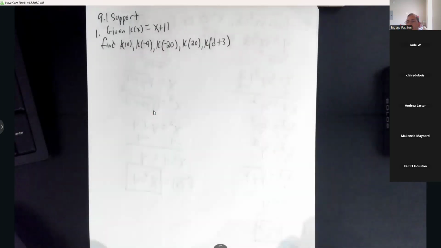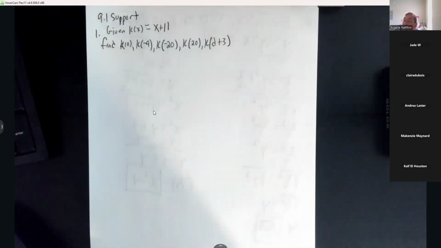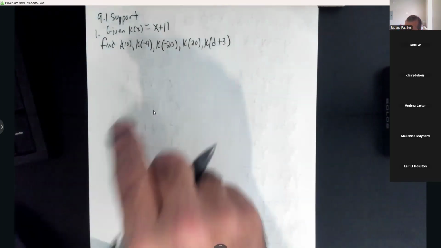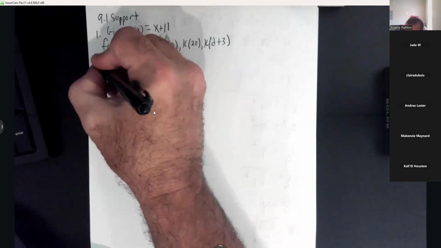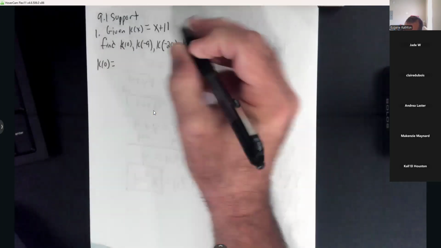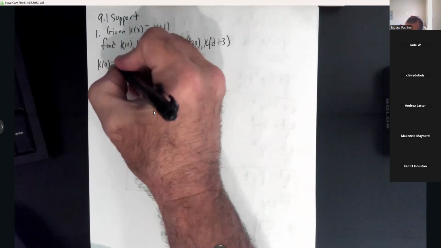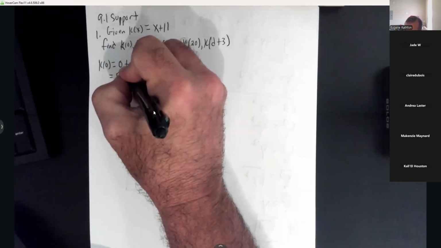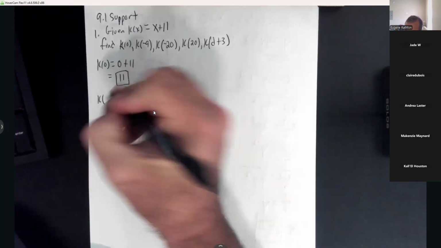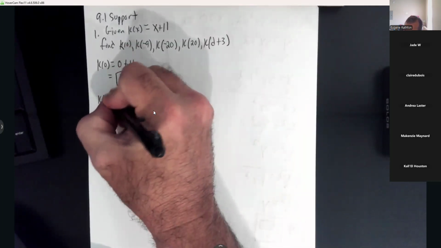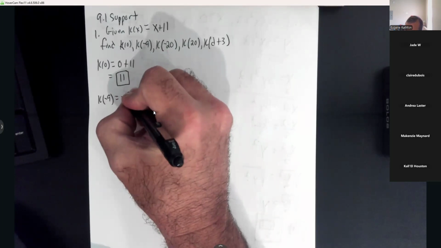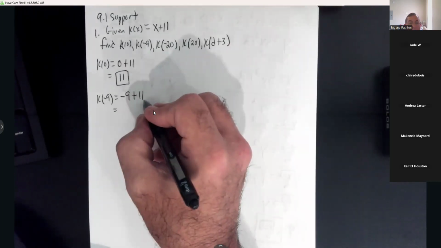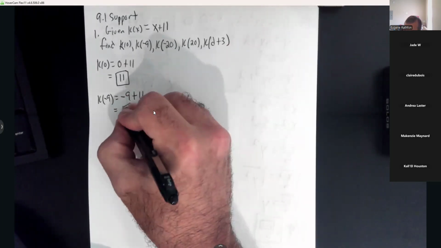So this was getting you ready for the 9-1 when we did the g of x, put it all into the f and all that fun stuff, okay? So k of 0. Well, you're going to put a 0 in for the x, and you get 0 plus 11, which is 11. K of negative 9. You're going to put a negative 9 in for x plus 11. Negative 9 plus 11, positive 2.